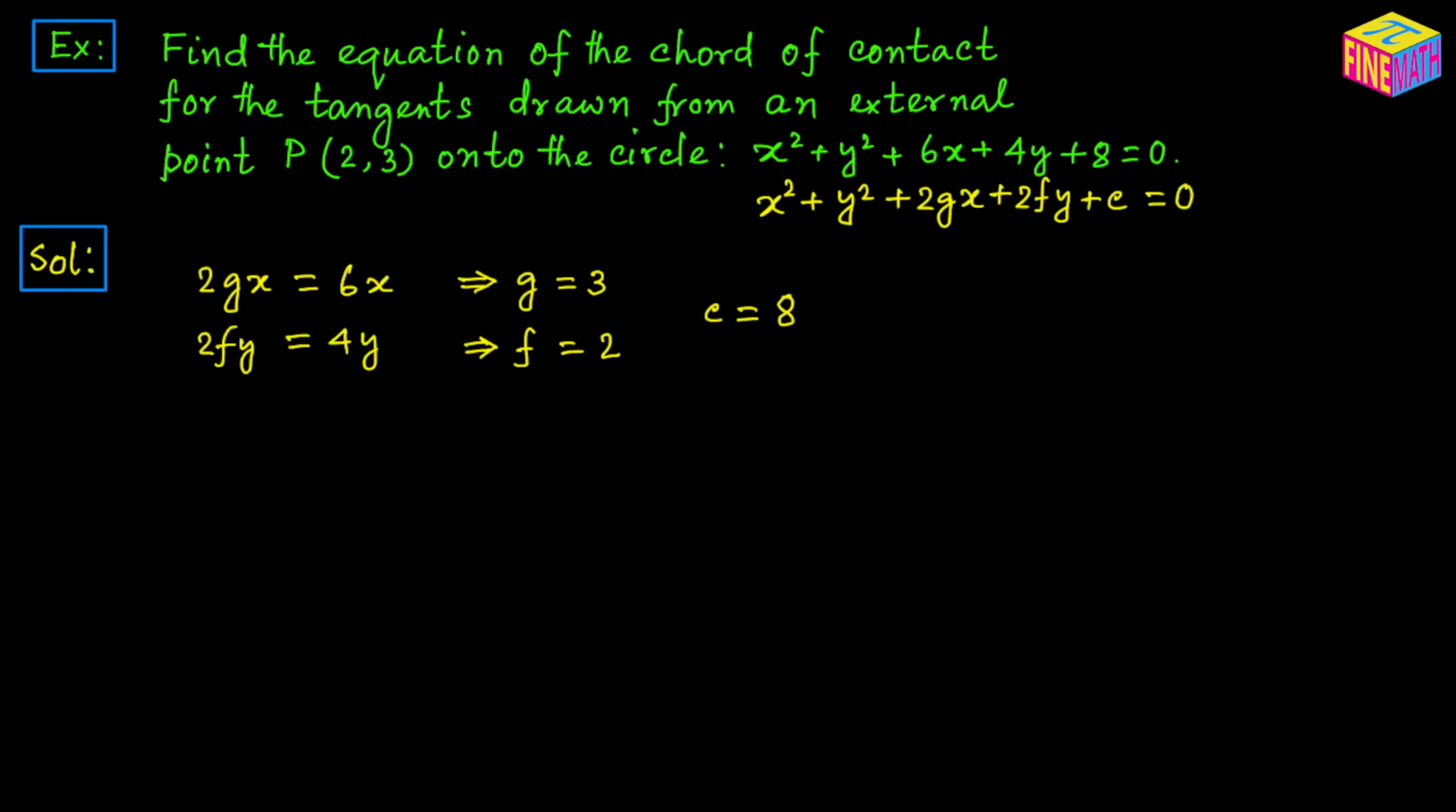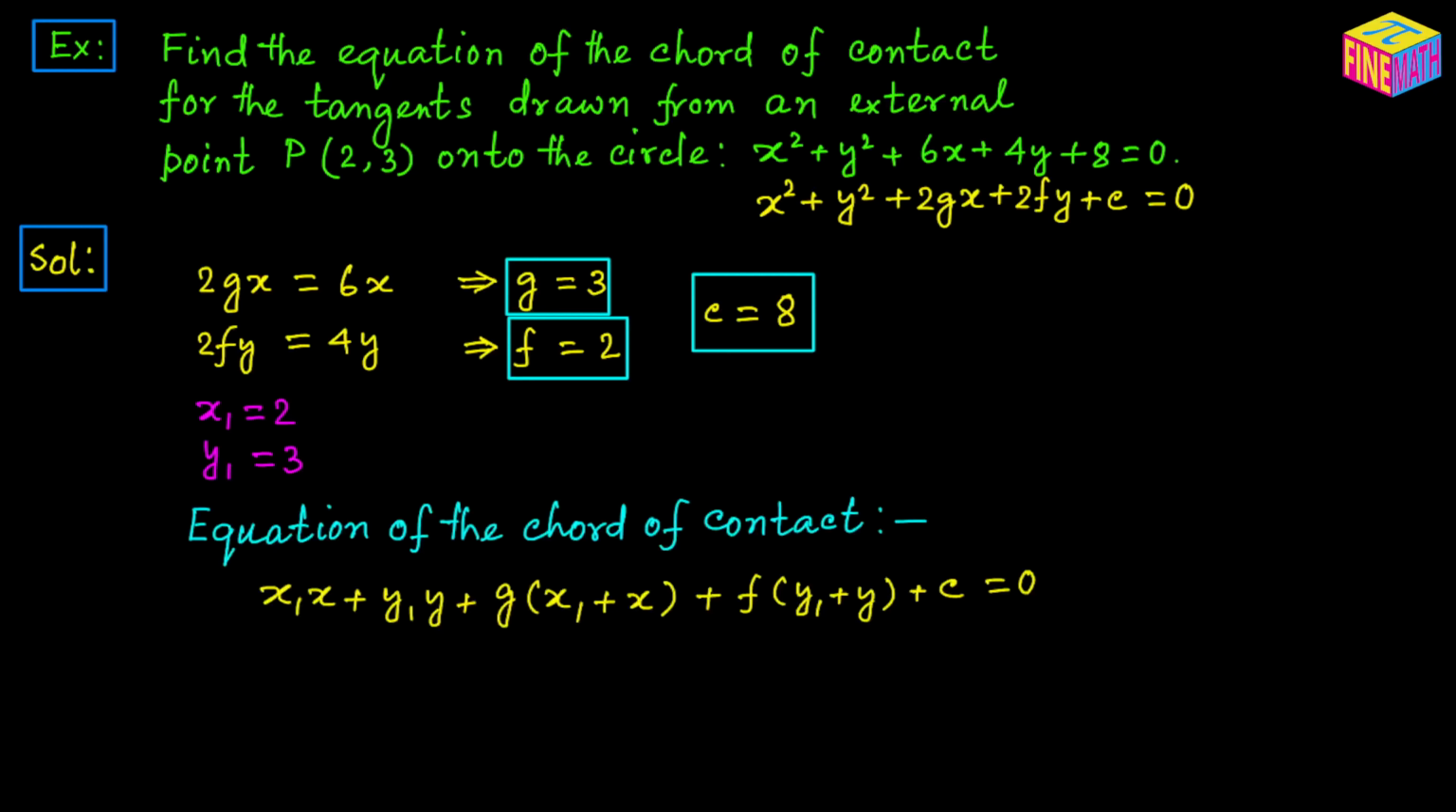And what is x sub 1? Well, that's the x coordinate of the given point P. And what is y sub 1? That's the y coordinate of the given point P. So x sub 1 and y sub 1, they would look like this. Now let's try to come up with the equation of the chord of contact. Well, just now we have derived the general form of the equation, and that equation looks like this: x sub 1 times x plus y sub 1 times y plus g times (x sub 1 plus x) plus f times (y sub 1 plus y) plus c equals 0.